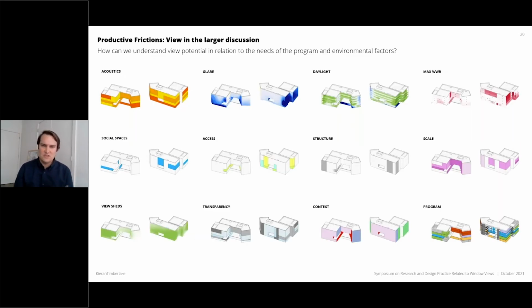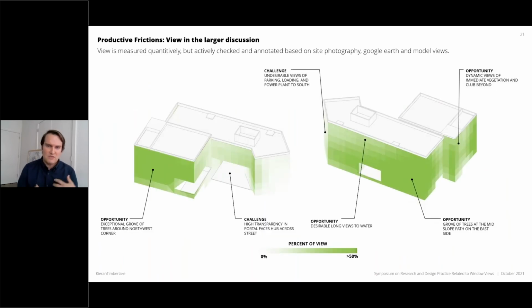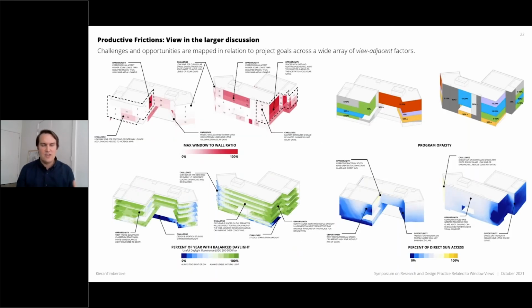And so once we started to carve this massing, we aim to continuously layer and juxtapose desires, metrics, and systems using the massing as a point of discussion across project goals. So we looked at acoustic desires, glare, daylight, possible window to wall ratio mappings, social interaction, access, structure, scale, course views, transparency, the nearby context character, and interior program. So that even though we're looking at view quantitatively, we're always actively checking it, annotating it based on site photography, Google Earth, and model views, as well as looking for particular opportunities, areas where we could start to puncture the envelope, and ultimately how they relate to other factors.